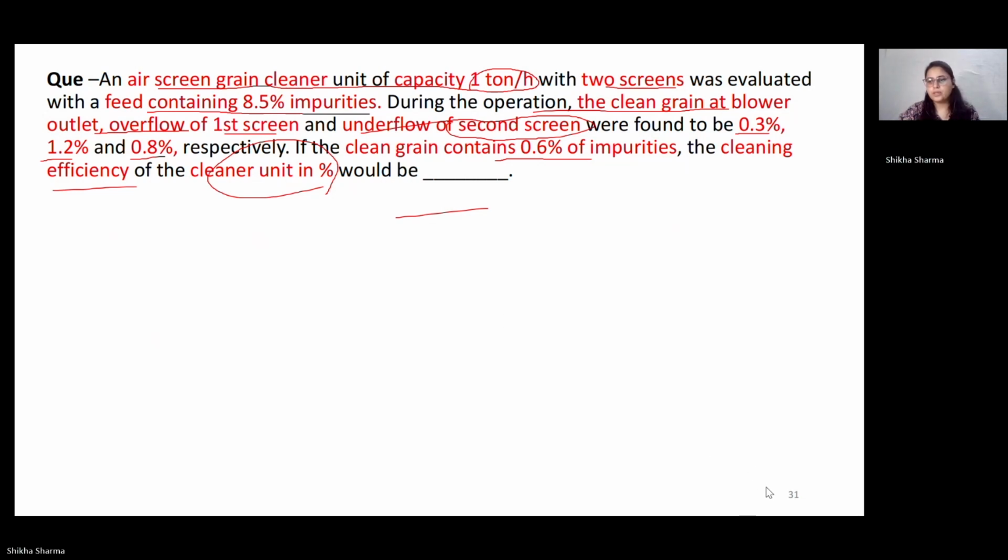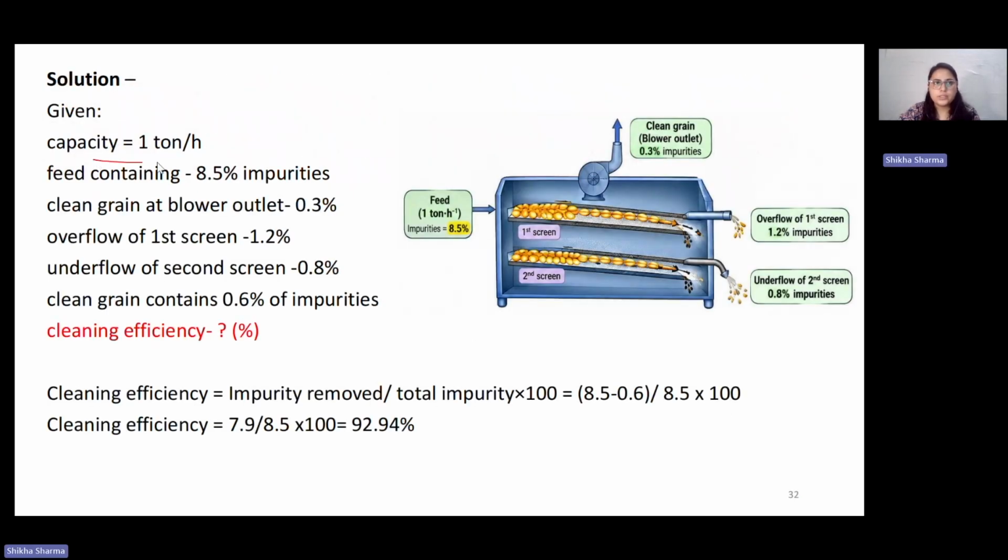Okay, let's solve this question. It is given that the capacity is 1 ton per hour and the feed contains about 8.5% impurities. The clean grain at the blower outlet has 0.3% impurities, the overflow is 1.2, and the underflow is 0.8. The clean grain contains 0.6% impurities. So we need to find the cleaning efficiency.